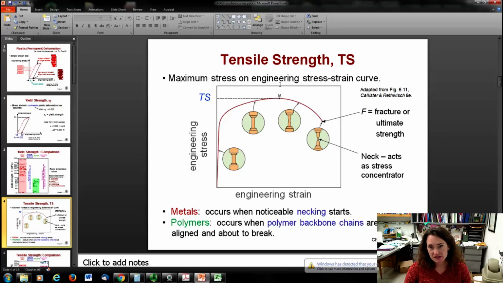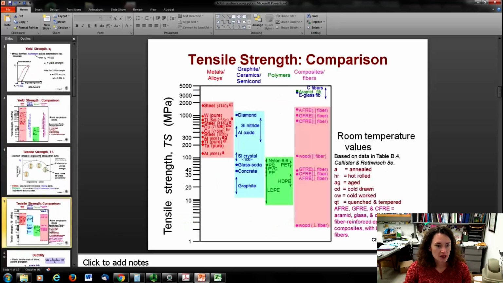Now, in metals, this maximum stress is when the noticeable necking starts. In polymers, it occurs when those polymer backbone chains are aligned and they're about to break. So if you compare the tensile strength of various materials, you can, of course, measure for ceramics where the maximum on your stress strain curve occurs, all right? It's usually going to be right before it breaks.